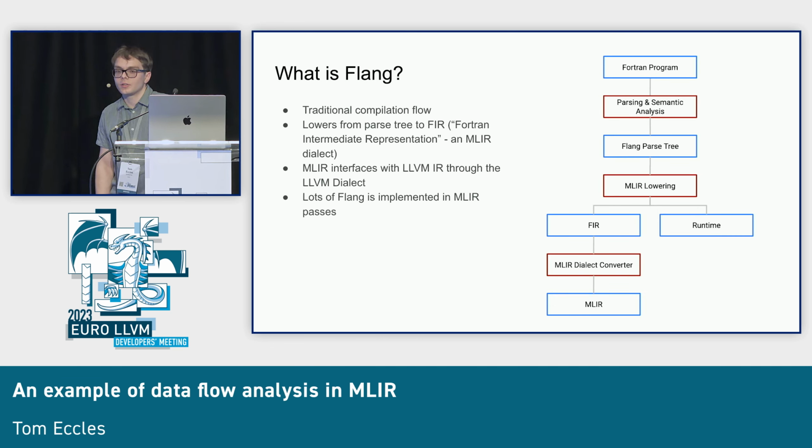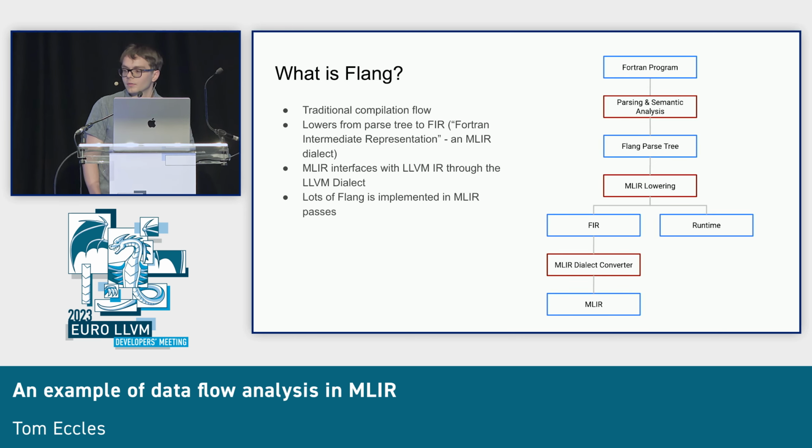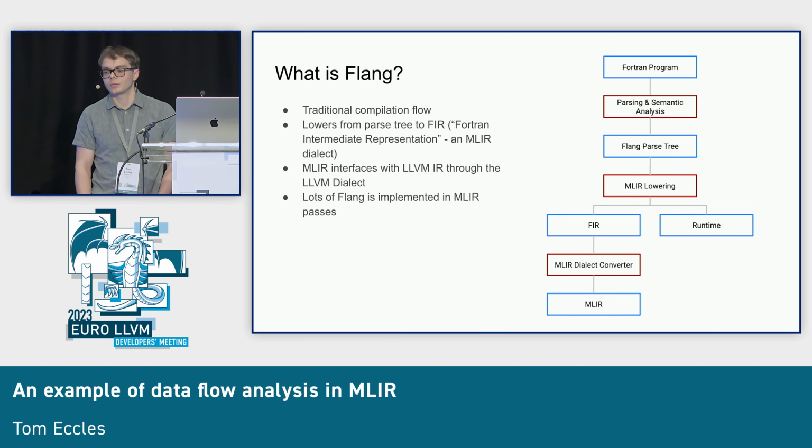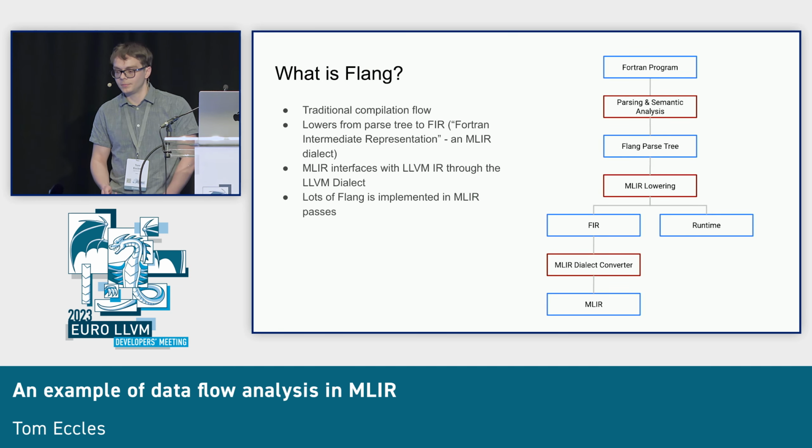So Flang uses a normal compilation flow. We start with parsing and semantic analysis, as you'd expect. Then we lower to an MLIR dialect for Flang, which is FIR, the Fortran intermediate representation. And then there are a lot of passes that run on FIR. Some of them are upstream MLIR passes. Some of them are specific to Flang. And then eventually we end up with LLVM IR.